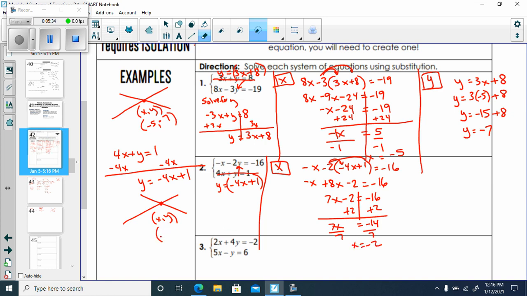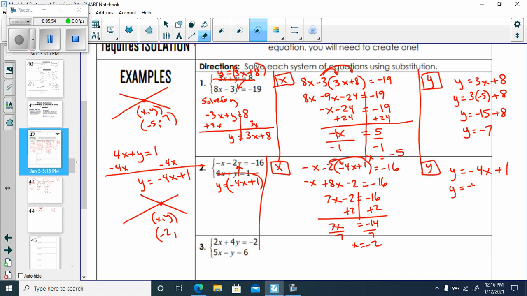Okay, so my x coordinate is negative 2. How do I find my y? I'd plug it into either one of these equations. Look, I've got it already solved here. So let's find our y this way. Our y is equal to negative 4x plus 1. See, that's how I solved for it. Let's plug in our x.